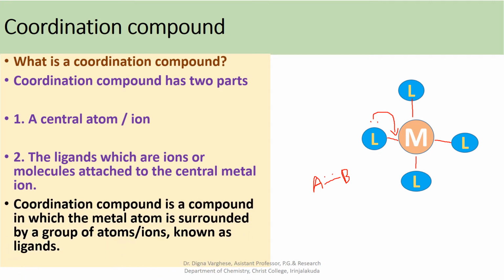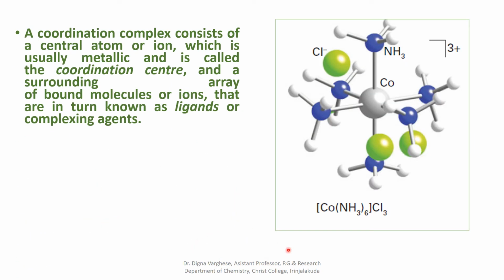So, a coordination compound is a compound in which the metal atom is surrounded by a group of atoms or ions known as ligands. A coordination complex consists of a central metal atom or ion, which is usually metallic and is called the coordination center. Here a cobalt complex is shown, and the central metallic part is cobalt, which is known as the coordination center, and a surrounding array of bound molecules or ions, which in turn are known as ligands. Ligands are also known as complexing agents. Here the ligands are ammonia molecules attached to the central cobalt atom.